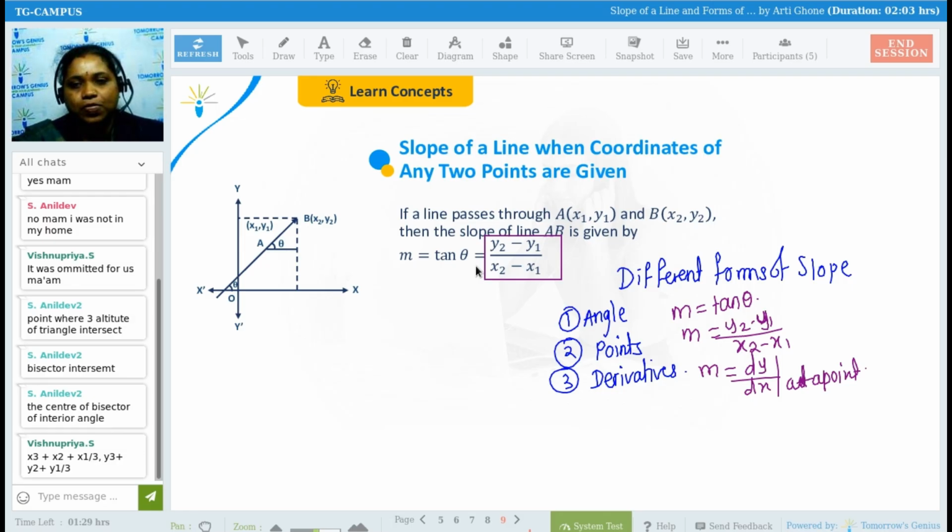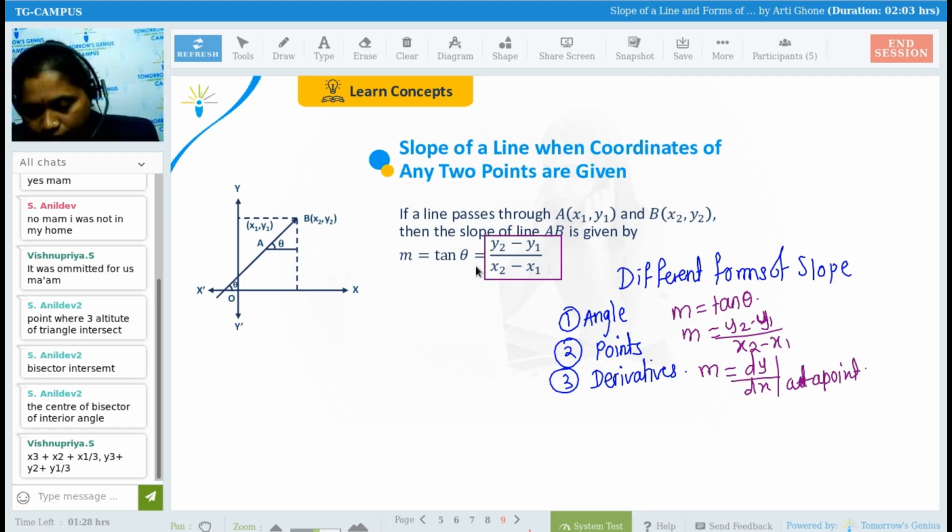So see, the formula is designed to avoid negativities in the calculations, but if you assume it reversed also, then your calculation will be correct only. Clear? Okay, but the formula design is y2 minus y1 upon x2 minus x1. The second point is obviously, if the slope is increasing, at a higher position, right? The first point is at a lower position. So higher minus lower is the basic sense of subtraction. So that's why it is y2 minus y1 upon x2 minus x1. But mathematically both are correct.